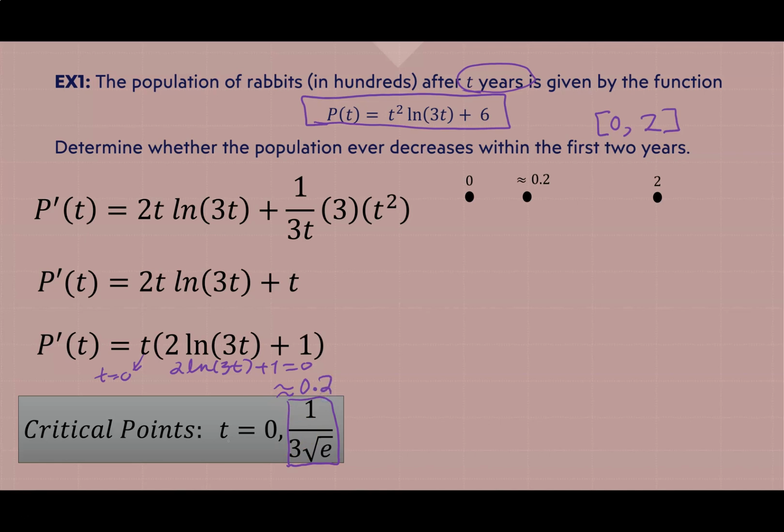Okay, so what are we going to do with those critical points? We would put them on a number line. And then here, we're talking about the number of years, so we're not going to have negative values.